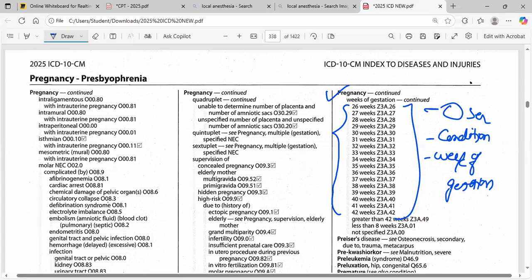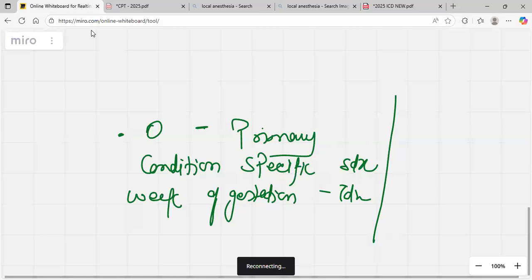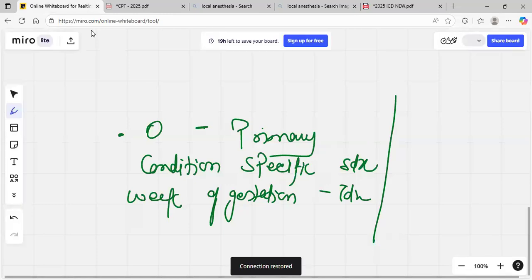Okay, let's discuss this question together. So now we have discussed that our primary code should be O series. That you did very well, very good for that. Your last code for the week of gestation, that is also correct. Now let's try to solve this question together.